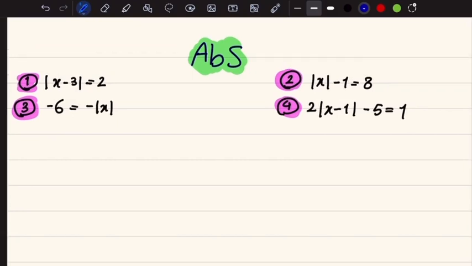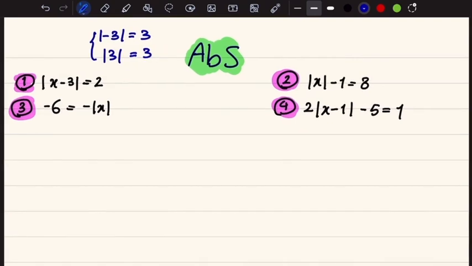For example, if the input is -3 and it goes to absolute value, then the output is 3, and if the input to absolute value is 3, what we get as the output is 3. And for 0, absolute value of 0 is equal to 0. That's all you need to know about the absolute value. So let's start with the first example.